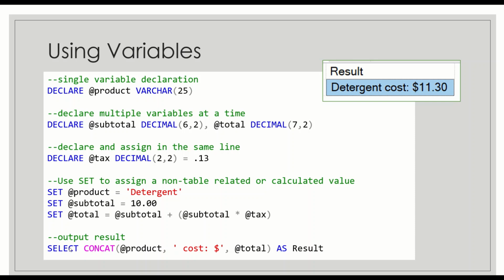In this case, my select statement uses concat to concatenate the variable, a literal string, and another variable under the name result. So the variable product, that was the word detergent there, plus cost, and then the total at the end, which was 11.30. You can see the outcome up here, where I get a data set with 1 row and 1 column generated from the results of concatenating the product with a string and then the output of the total variable.